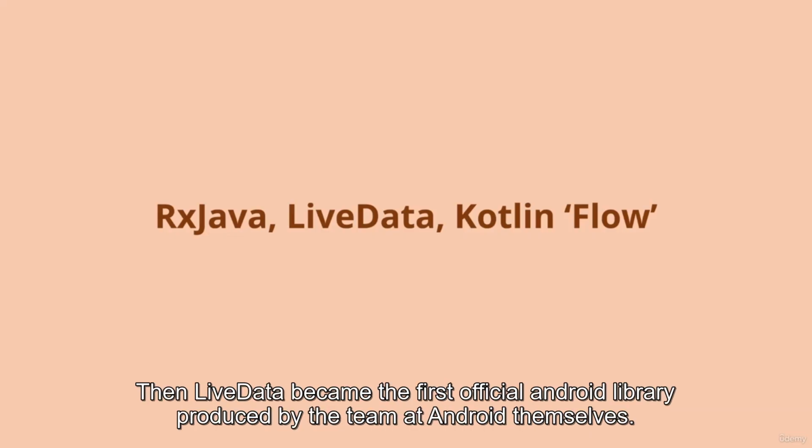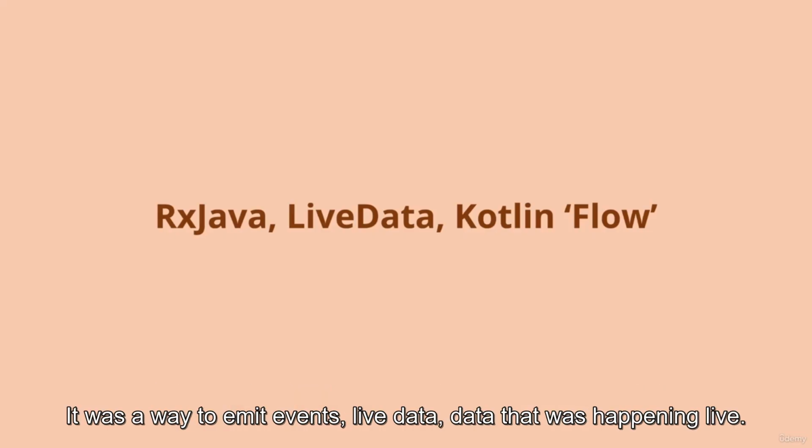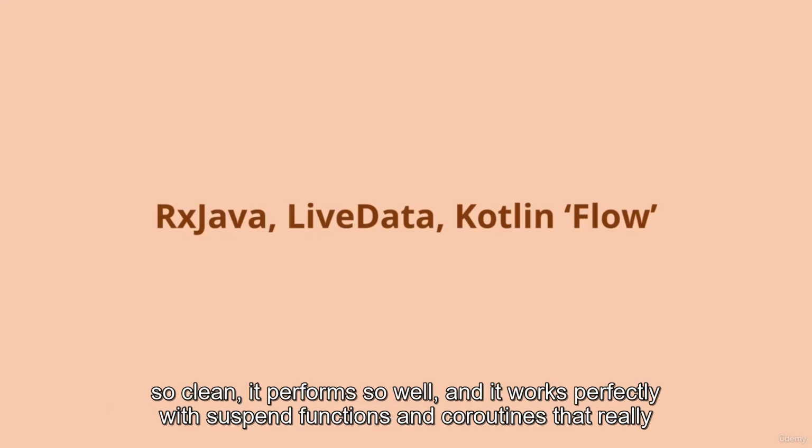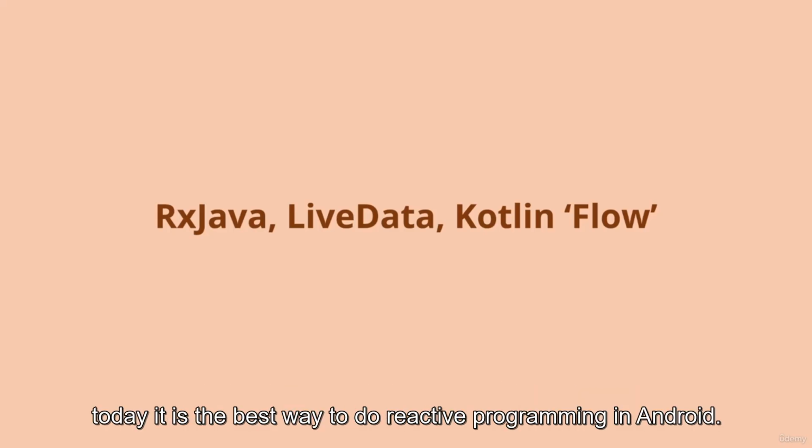Then LiveData became the first official Android library, produced by the team at Android themselves. It was a way to emit events, live data, data that is happening live. But when Kotlin Flow came along and became mainstream, well, the syntax and style of Kotlin Flow is so clean, it performs so well, and it works perfectly with suspend functions and coroutines that really, today, it is the best way to do reactive programming in Android.